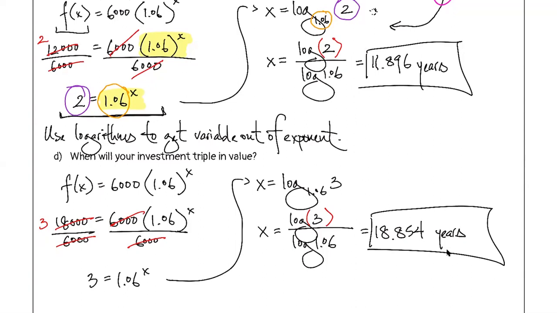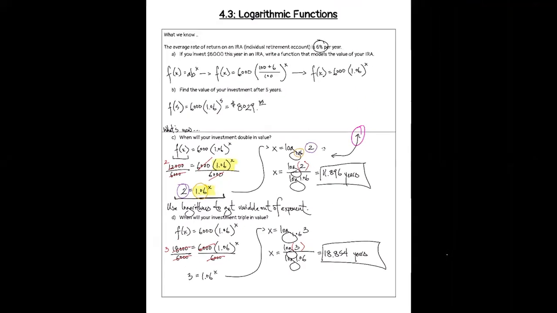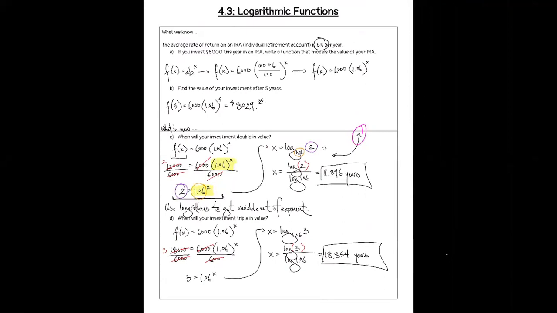Okay. So let me zoom out for a moment. This is our what we know, and then the bottom half is what's new. So the what's new part is we need this thing called a logarithm to help us get variables out of the exponent. That is its job, okay? The job of a logarithm is to get the variable out of the exponent so that we can figure out what it is, okay?